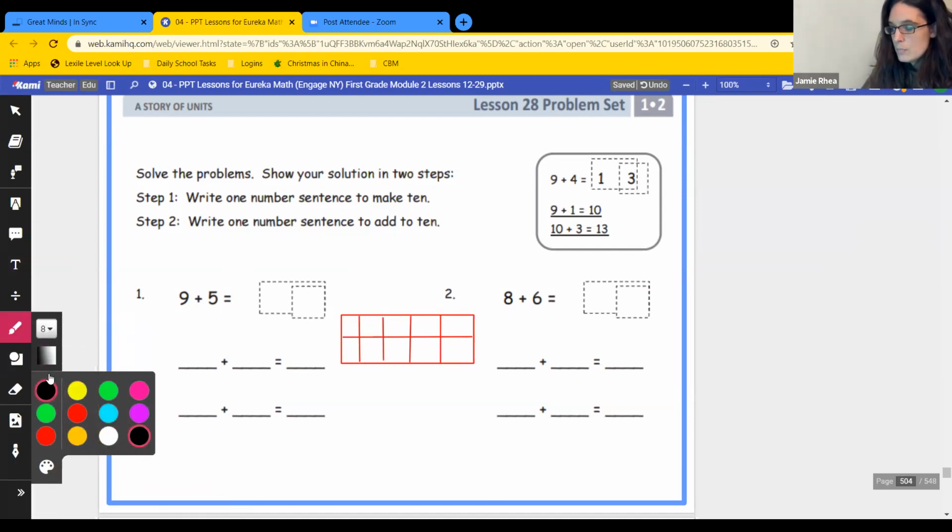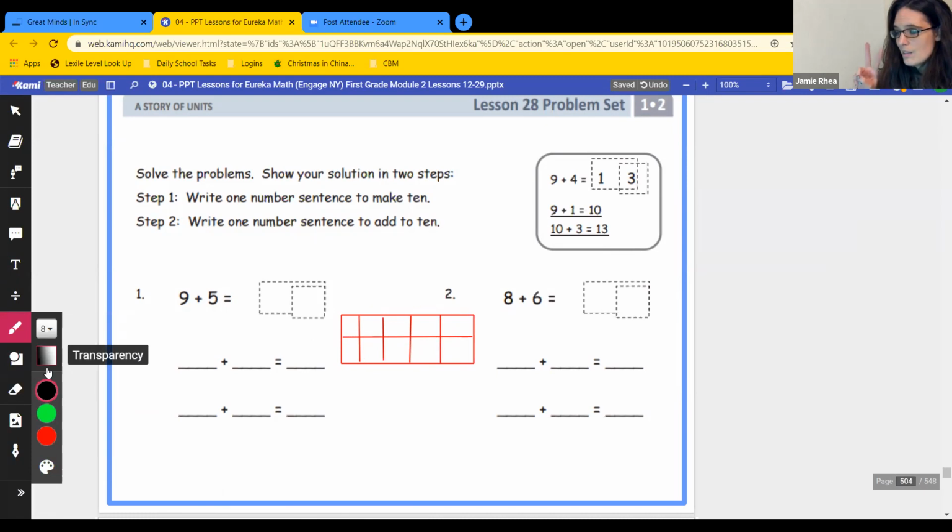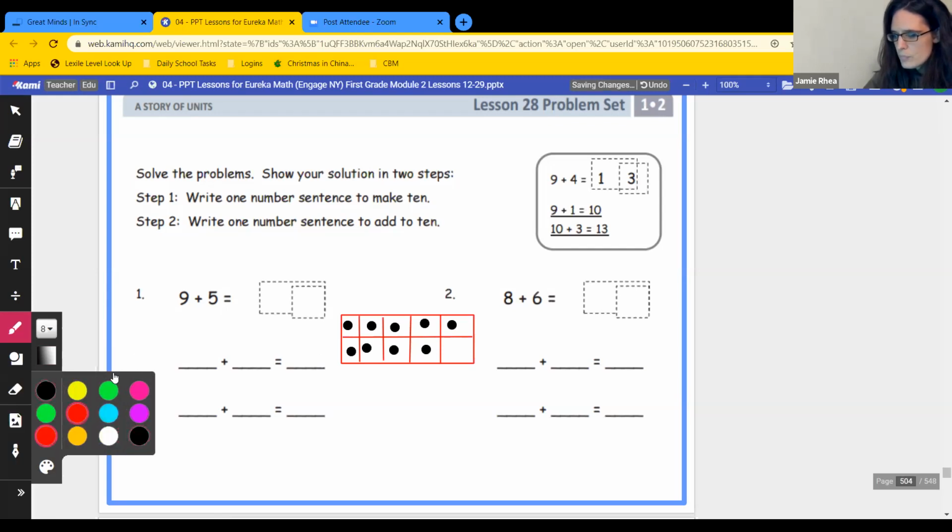Now I'm going to use 2 different colors to represent the 9 and the 5, okay? So let's go ahead and fill in our 9 first. 1, 2, 3, 4, 5, 6, 7, 8, and 9. Now I'm going to change my colors and I'm going to do 5. So here's 1, 2, 3, 4, and 5.